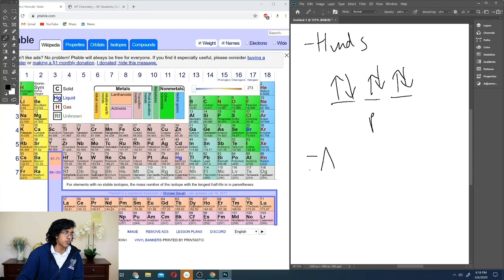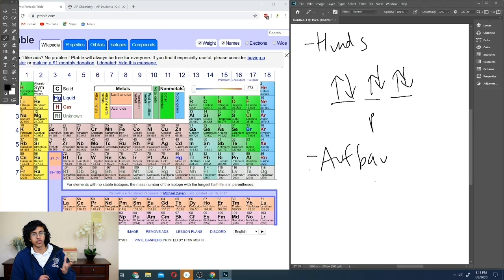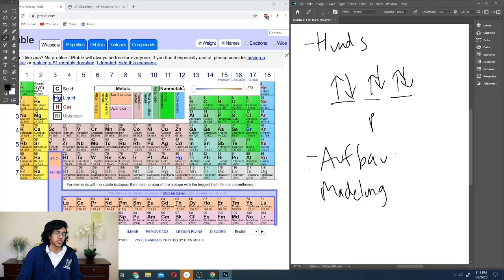Then you've got Aufbau, which basically tells you the order in which the energy levels are filled. You want to fill from the lowest energy levels to the highest, and the actual way you do that is called Madelung's rule. That tells you the exact order. Aufbau is just lowest to highest energy level, and Madelung's rule tells you which ones are actually the lowest. But you don't really learn this one in AP Chem, not very useful.